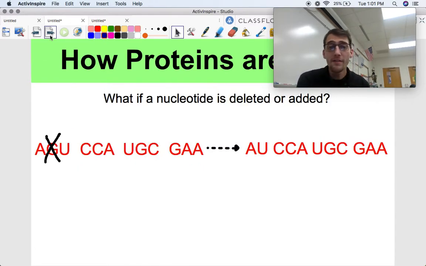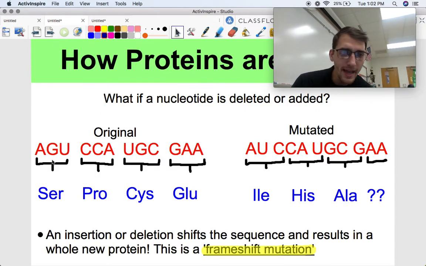Okay? But what if we take out a nucleotide, or what if we add a nucleotide? This is our mRNA from before, the same one, AGUCCAUGCGAA. What if we just took out this G? What would happen then? Well, remember, the ribosome reads 3 nucleotides at a time, right? So instead of AGU, CCA, we're going to get a new reading frame here. We're going to get new sets of 3. It's going to go AUC, CAU, GCG, and AA whatever.